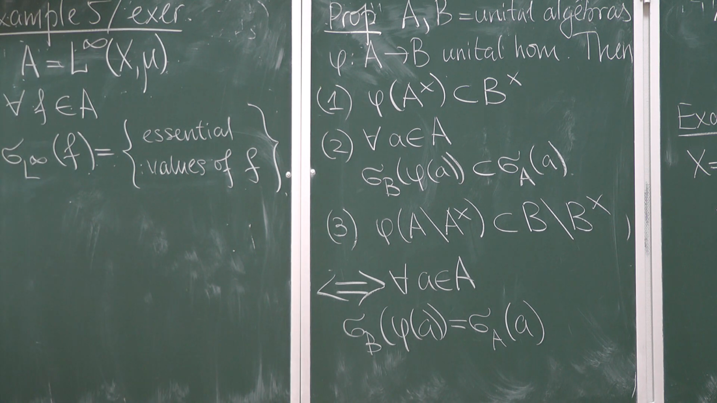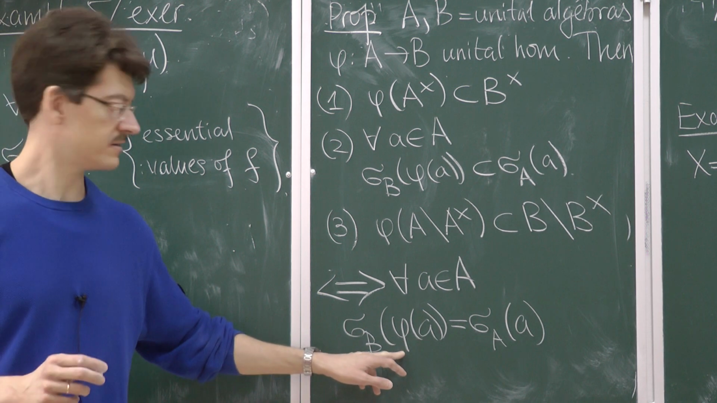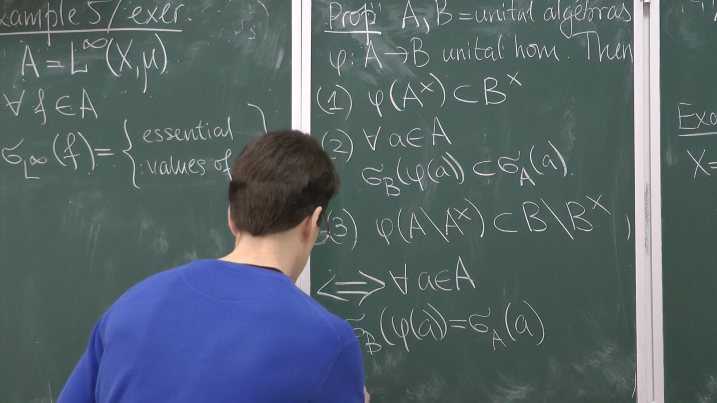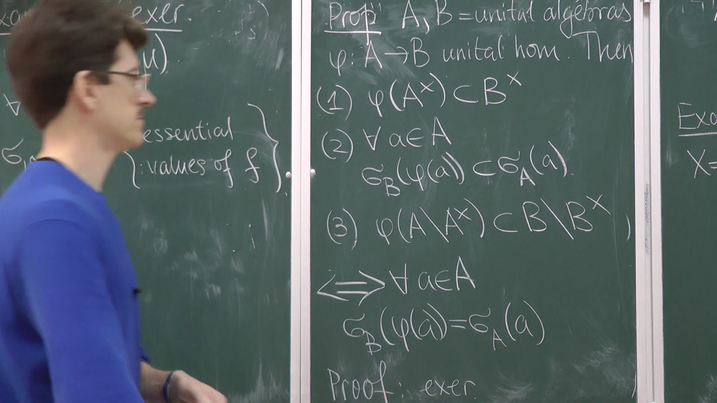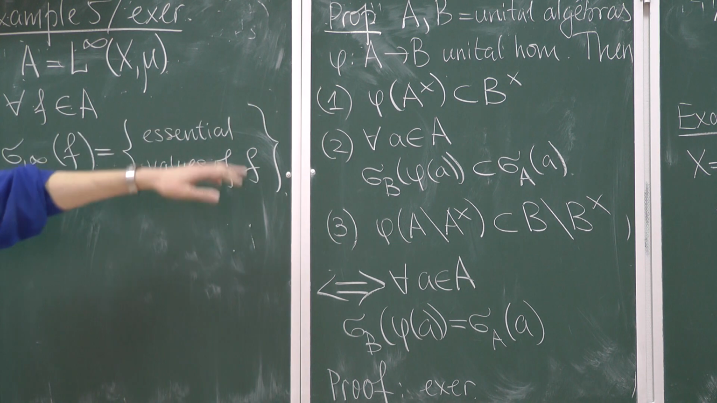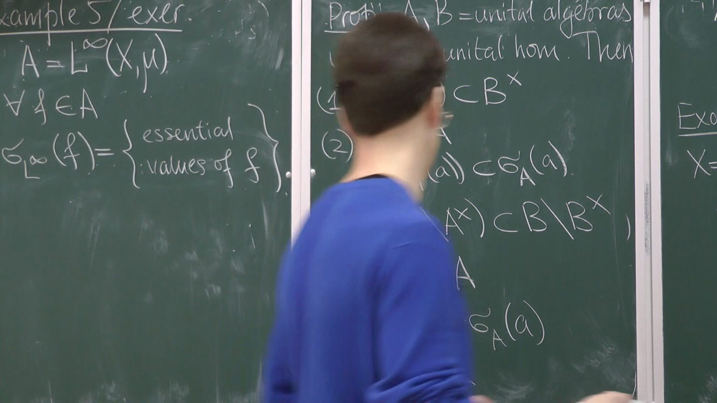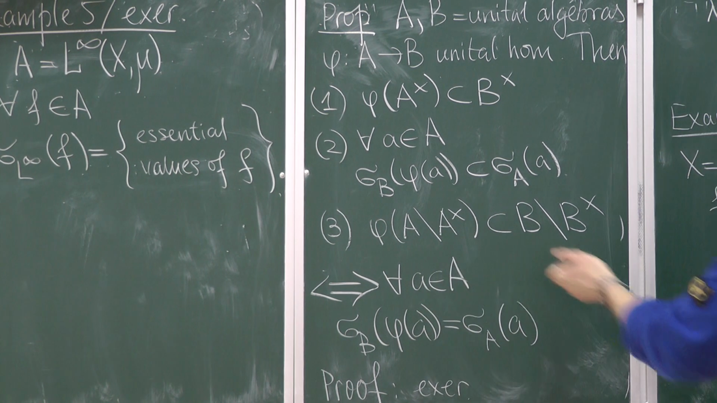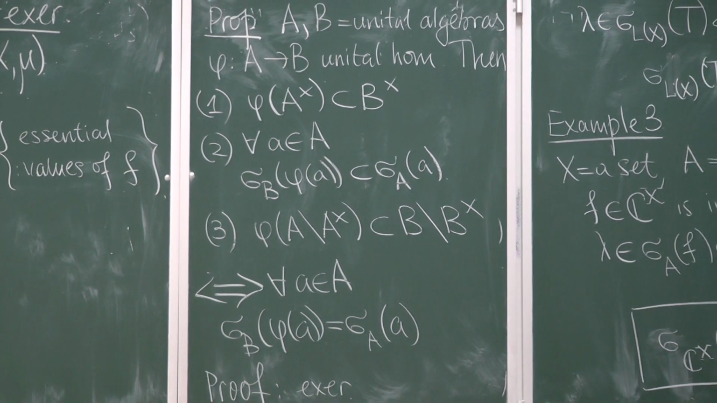Excuse me? This is phi of a, this is a. Okay. Well, the proof is a simple algebraic exercise. Property 1 is almost clear. 2 easily follows from 1. And 3 is more or less the same. So if you look at the proof of 2, you will see that 3 is essentially equivalent. So these two properties are actually equivalent. So, well, anyway, this is a simple exercise.